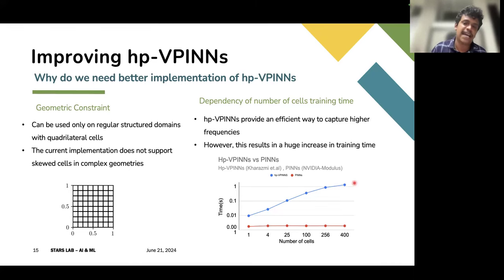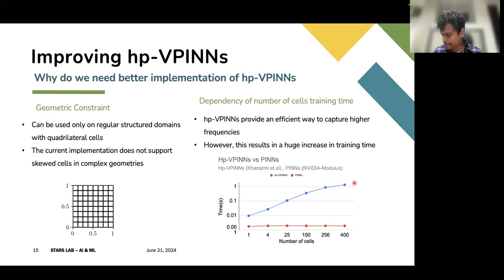So whatever advantage that HP-VPINNs brought in was overshadowed by this algorithm, which asks it to calculate the gradients n times, which increases the training time linearly, even though the global number of quadrature points is conserved. So that doesn't give us a very strong or comparative metric to compare it against an existing implementation like PINNs. So that's where the first motivation to address this problem comes in.